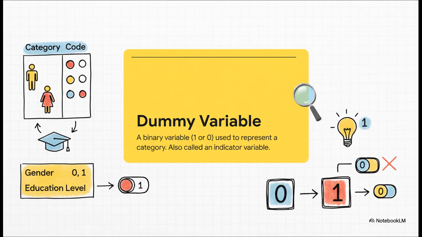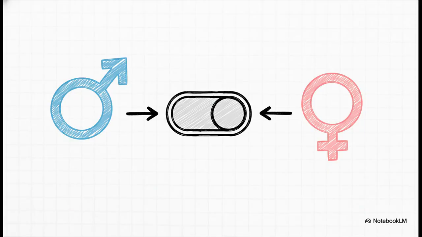So the hero of our story today is something called a dummy variable. You might also hear it called an indicator variable. Honestly, the best way to think about it is just as a simple on-off switch. It gets a value of 1 if a category is there, the switch is on, and a value of 0 if it's not, the switch is off. It's really that simple. All right, theory is great, but let's make this real. Let's see this thing in action. We'll start with the most straightforward example there is, a binary category like gender.